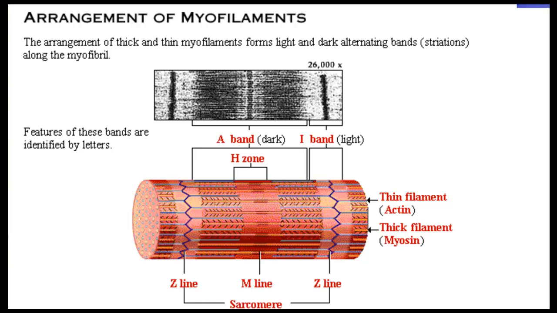The region of the myofibril between two successive Z lines is called a sarcomere. It is the contractile unit of a muscle cell. You will see how a muscle cell contracts in a later topic, the sliding filament theory.